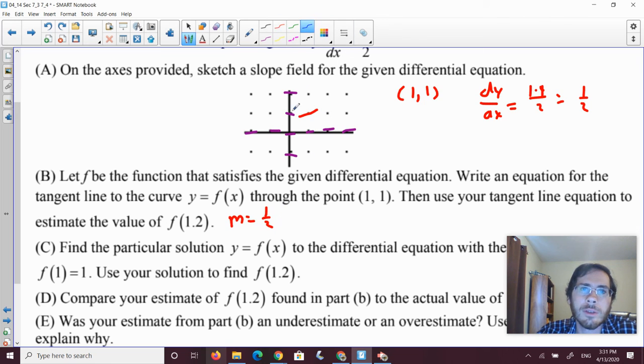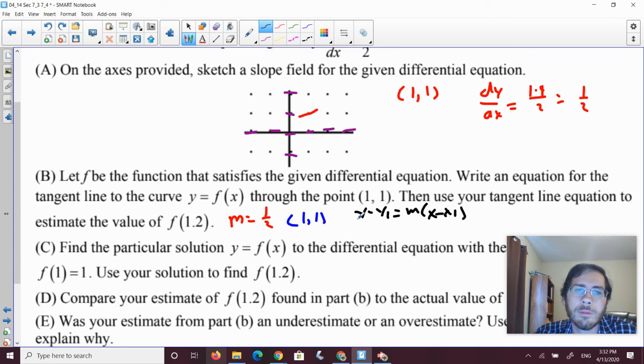We know the point is 1, 1. So we want to set up the equation using y minus y1 equals m times x minus x1. So again, we got y minus 1 equals 1/2 times x minus 1. And then just like when we did our linearization, this is what they're asking you. They're asking you to do a linearization with f of 1.2.